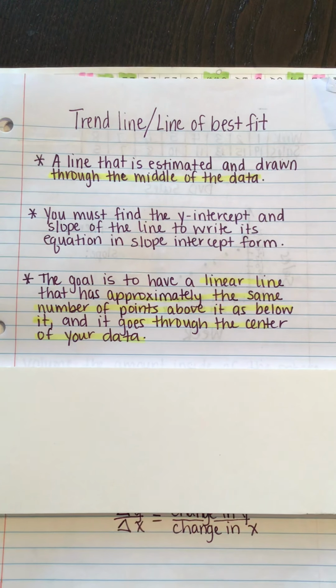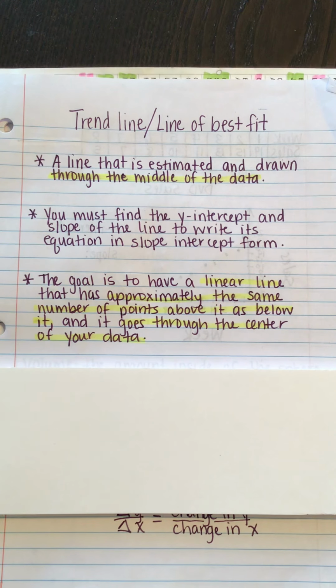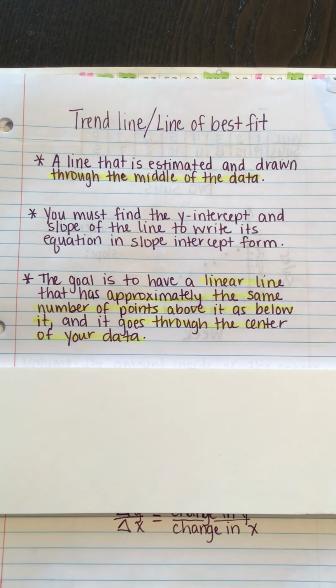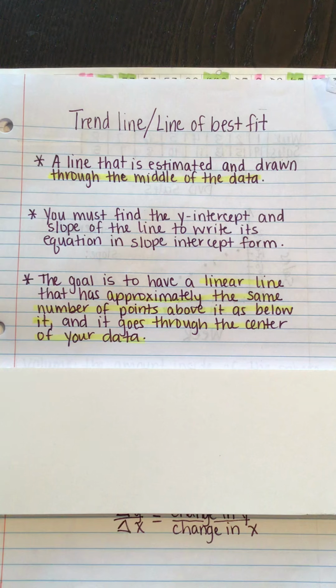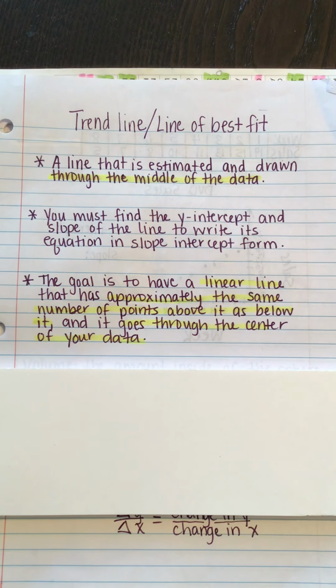So a trend line or line of best fit is a line that is estimated and drawn through the middle of the data. You must find the y-intercept and slope of the line to write its equation in slope-intercept form. And the goal is to have a linear line that has approximately the same number of points above it as below it, and it goes through the center of your data. So pause the video if you need to continue writing, which I'm sure you should, and then press resume or play when you're ready to move forward.